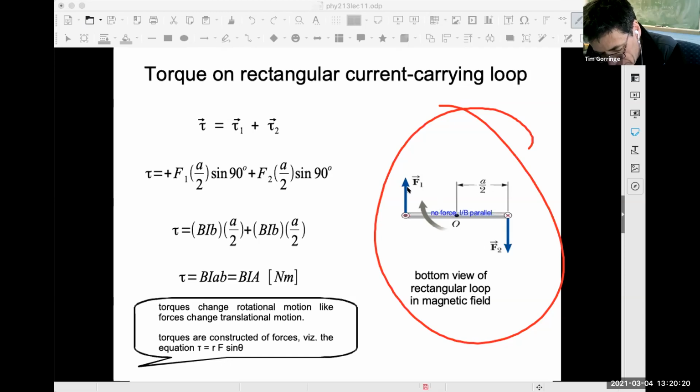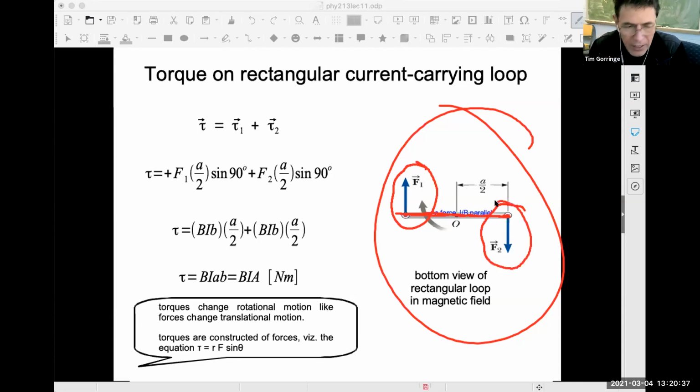Okay, so here's the loop. We're looking from the bottom here, I'm saying. It could also be looking from the top, I guess. And here we see the forces. And the key point here, remember the forces were perpendicular to the face of the loop and they were in opposite directions. So in this sketch, one of them's up and one of them's down. F1 is up and F2 is down.